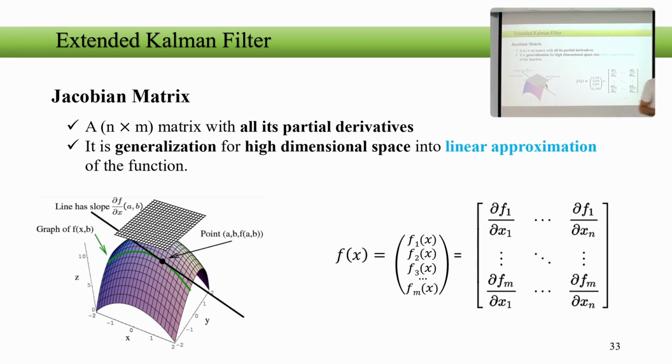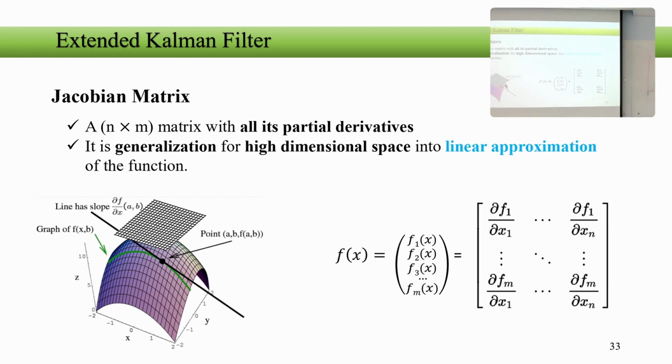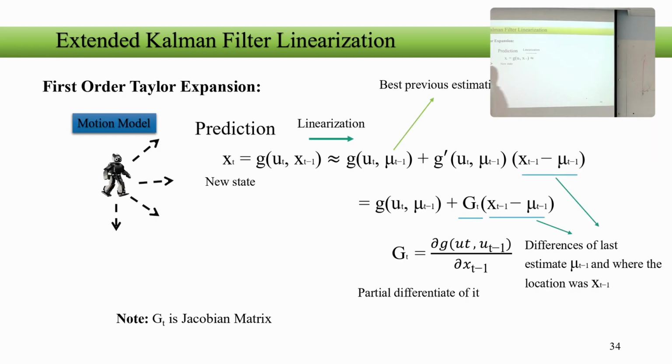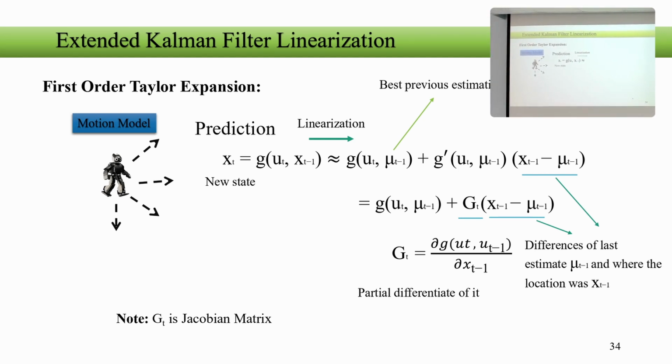This is known as generalization of the high dimensional space into the linear approximation of the function that we've seen. So the general idea, now you can see that, okay, if we have a non-Gaussian model like this, the general idea comes from using the Jacobian matrix. So by knowing that, now let's plug it into the Kalman filter based on that knowledge that we have from math.